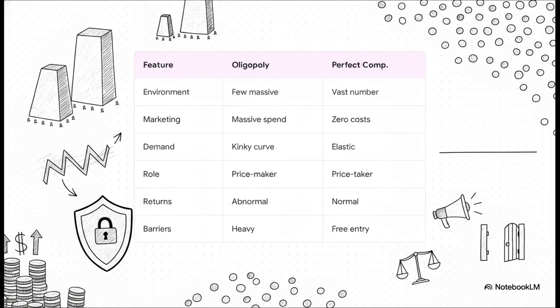Meanwhile, the price takers are trapped in a vastly different loop. Their massive numbers and identical products completely strip them of any pricing power, leaving them with perfectly flat demand, zero marketing power, and free entry that guarantees they're only ever going to scrape by on strictly normal profits.